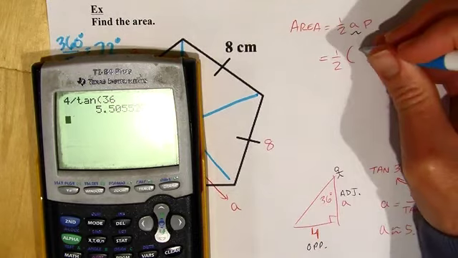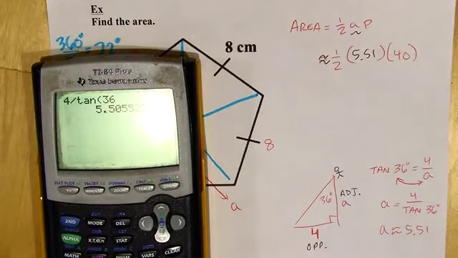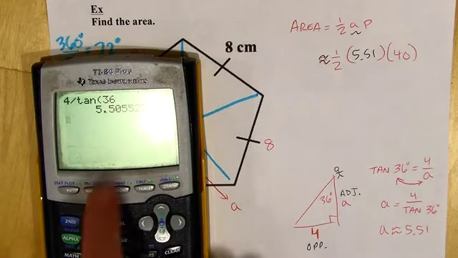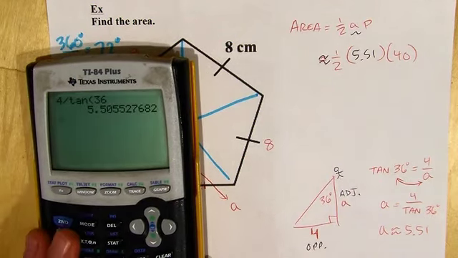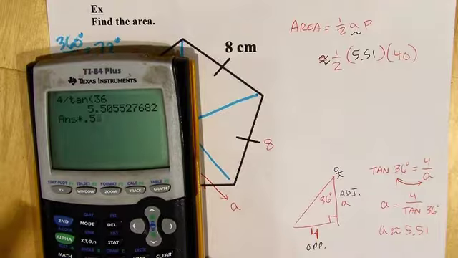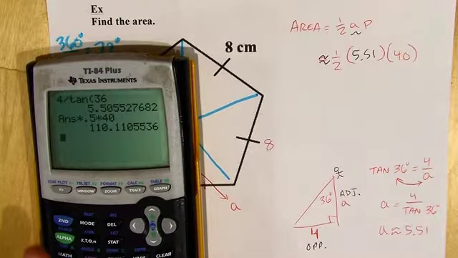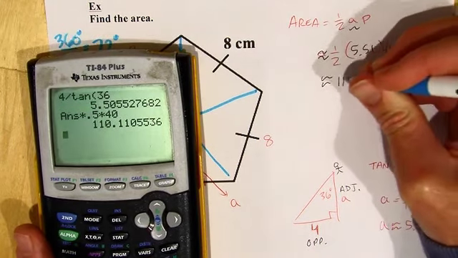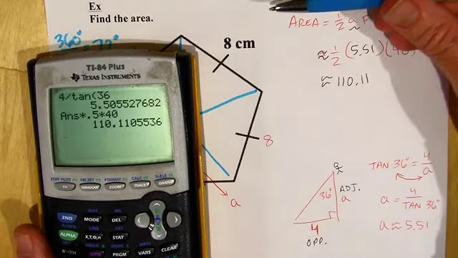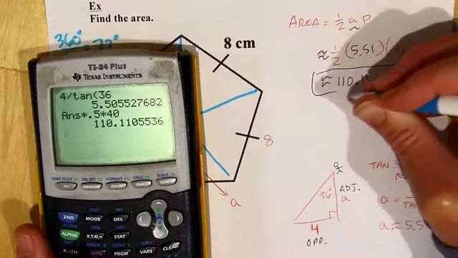So now I have something that I can put in there, and I should say this is not exact anymore because that number is rounded. Okay, so I'm just going to use that whole decimal in my calculator. I'm going to multiply that by 1/2 or 0.5, and then multiply that by 40. And so I'm going to get about 110.11. Okay, and again, this was in centimeters, so this is area. It's that many centimeters squared.